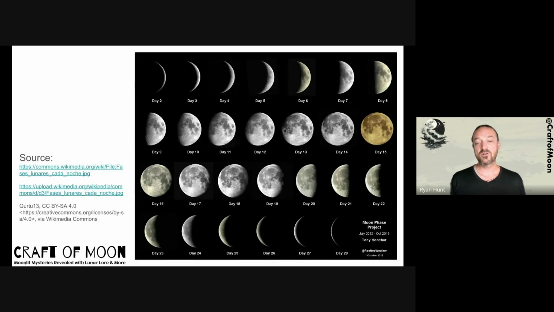This here is a diagram or a picture of the moon. These are actual photographs. You can see where you can go to get a copy of this on the Wikimedia site. And this is just a day-by-day photo of the moon as she goes through all of her phases through a complete lunation cycle.